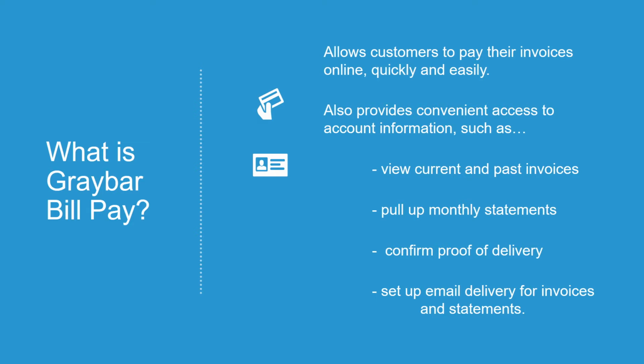So maybe you have a customer that's going to pay 200 invoices. They don't have to go in and click on 200 invoices. They can pay the amount that their check would have been for anyway, and they can attach an output from their system, whether it's Excel or QuickBooks or whatever, that lists the invoices that they want to pay, and our system can accept that. So it's important to know that it's not time consuming on the customer's end to use this system for bill payment. You can see to the right there, they can also view current and past invoices, pull up monthly statements, confirm proof of delivery, and set up different email options for their invoices and statements using this system.